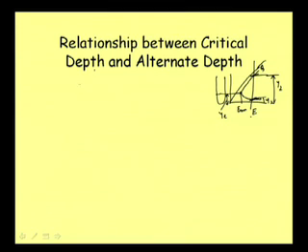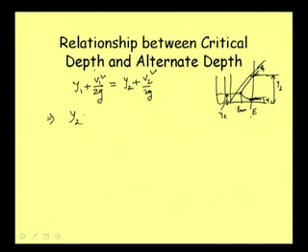So, what we can write is y1 plus v1 square by twice g, supposing the velocity corresponding to this depth is v1, and that is equal to y2 plus v2 square by twice g. From this we can write that y2 minus y1 is equal to v1 square by twice g minus v2 square by twice g.